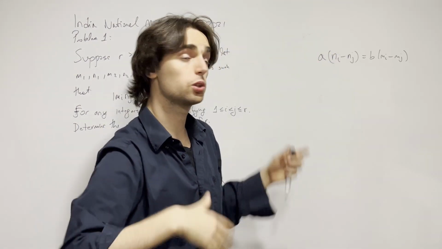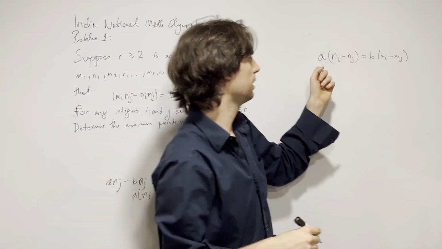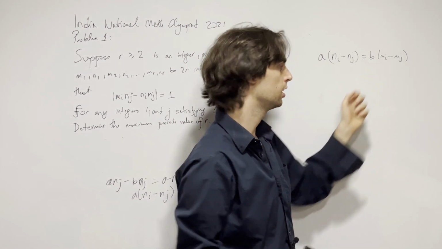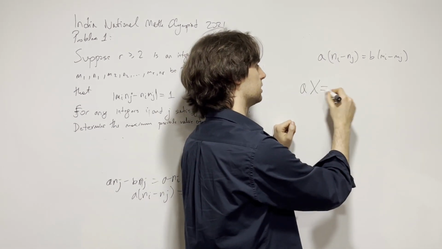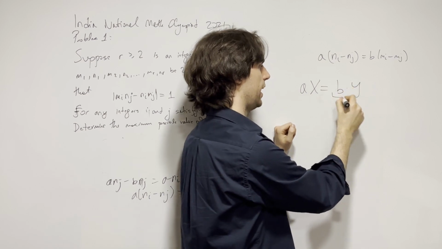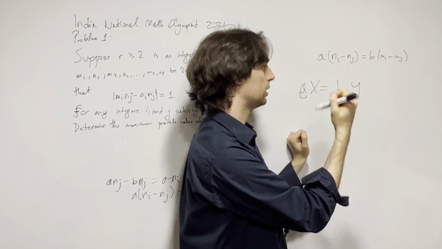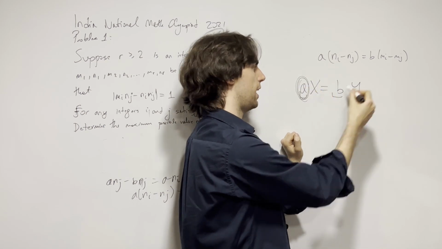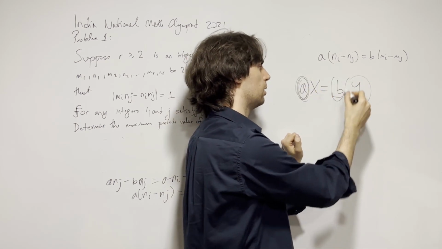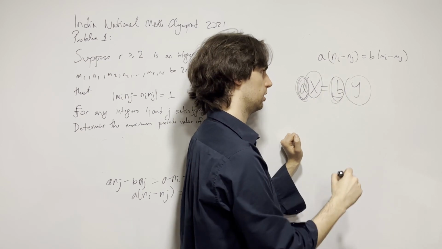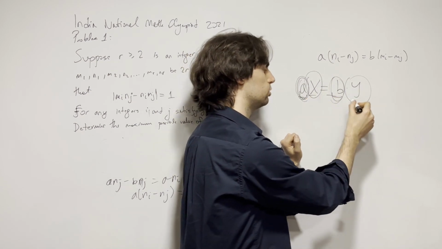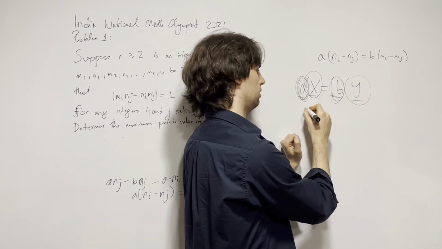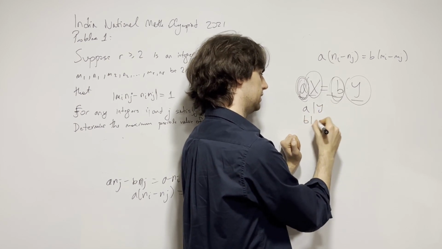Now there's a way for us to continue looking at this. If these are relatively prime, you have something like a times x is b times y, where a and b are relatively prime. What does that tell you about x and y? Well, it tells you that all the factors of a are in y, and all the factors of b are in x. B divides x, a divides y.